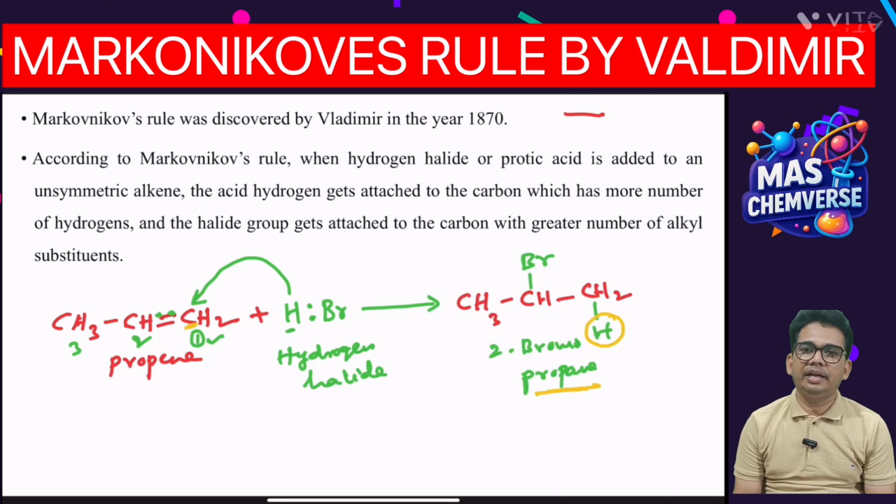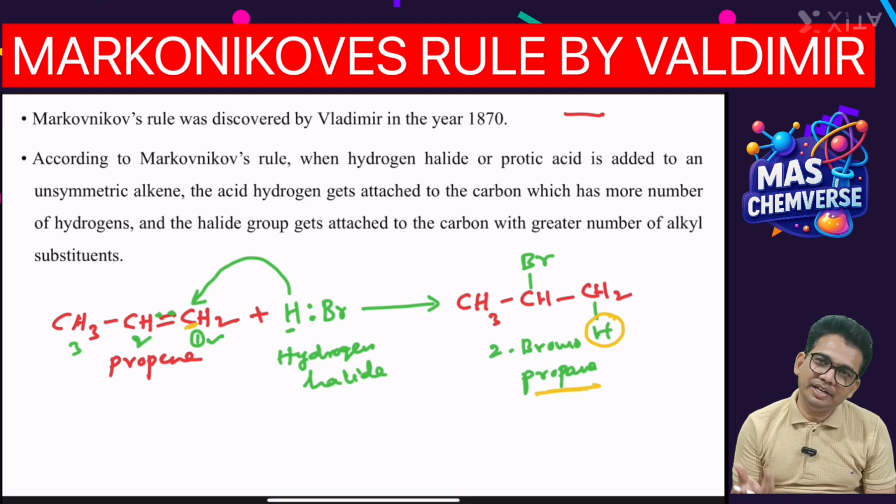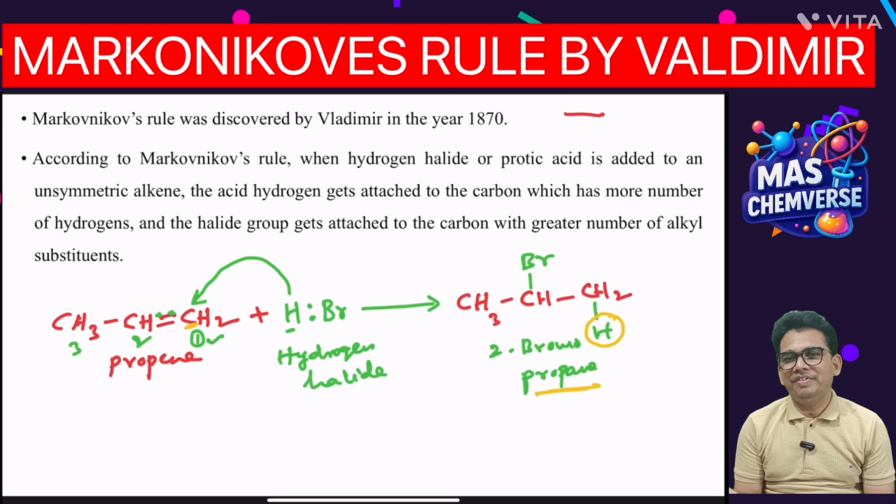When the hydrogen halide is ionized, hydrogen goes to that doubly bonded carbon which is having the more number of hydrogens. Then the halide, where will it go? Obviously it goes to the other carbon where the electron deficiency is, because the electron deficient carbon attacks the bromide, bromine having the pair of electrons. You will understand that in the mechanism.